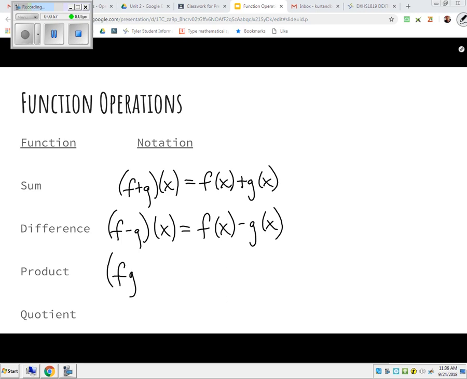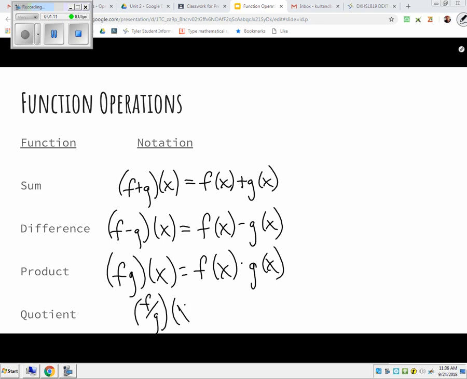So f times g of x, let's button them up next to each other. Or they might put a little dot in between it, f times g of x. And then finally the quotient. I'm just going to divide them here. I'm short on room. And we just take our f of x over our g of x. I'm not going to worry with domain on these just yet. That might be a later video. But for now, I just want to be able to find these.